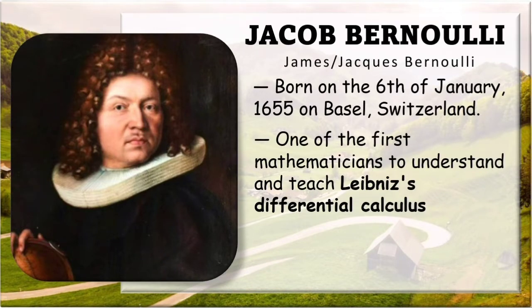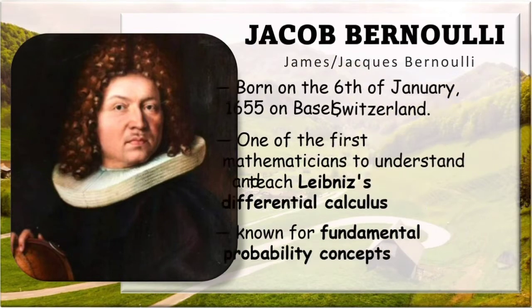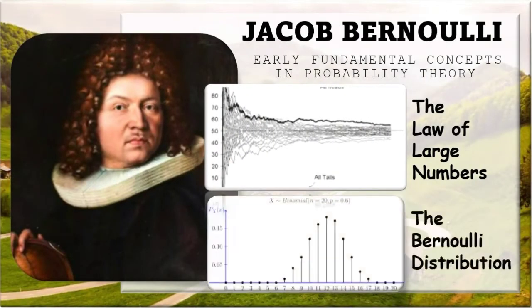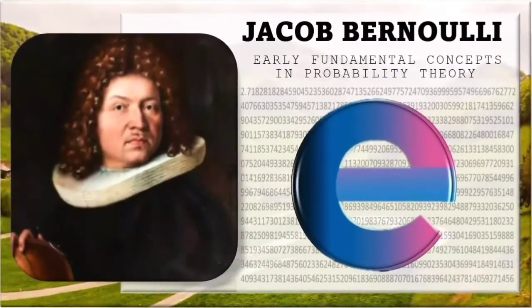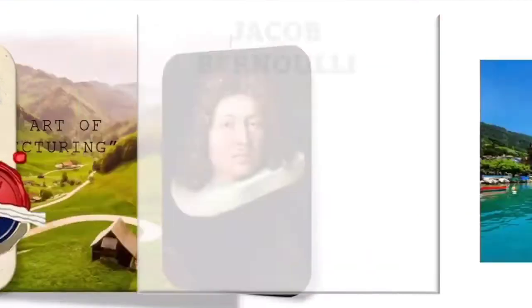He is one of the first mathematicians to understand and teach Leibniz's differential calculus. He is also known for fundamental probability concepts. Jacob Bernoulli discovered the famous probability concepts such as the law of large numbers and the Bernoulli distribution. And he is the first one to discover the mathematical constant e, which means constantly increasing. We usually see this constant in our scientific calculator. He is also the author of The Art of Conjecturing. This book contains a lot of information about probability concepts and ideas.